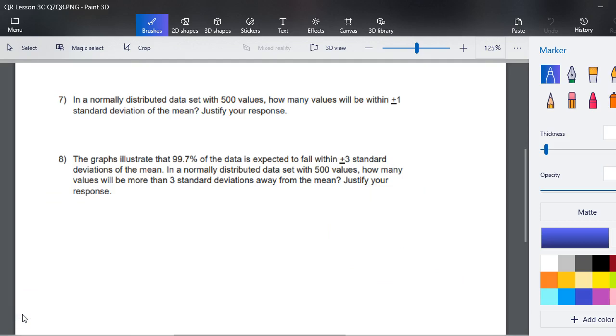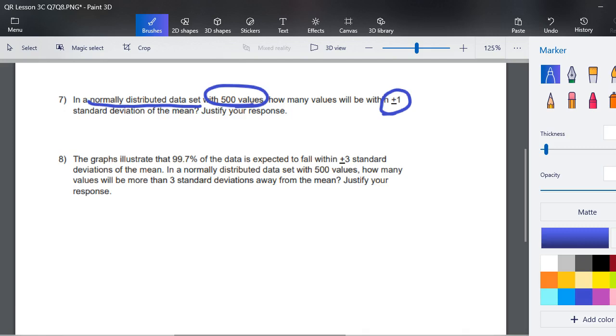This whole lesson, we've been talking about standard deviations. We have played with them with our water consumption data. Then we've looked at the regions and what percentages fall under each region. Now we're going to do a practical application, starting with number 7. In a normally distributed data set, there are 500 values. They ask how many values will be between plus and minus 1 standard deviations of the mean.